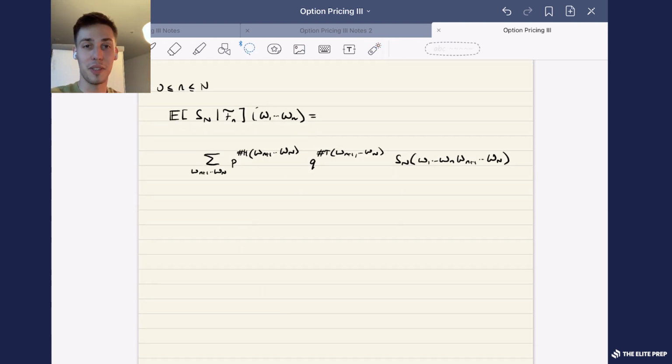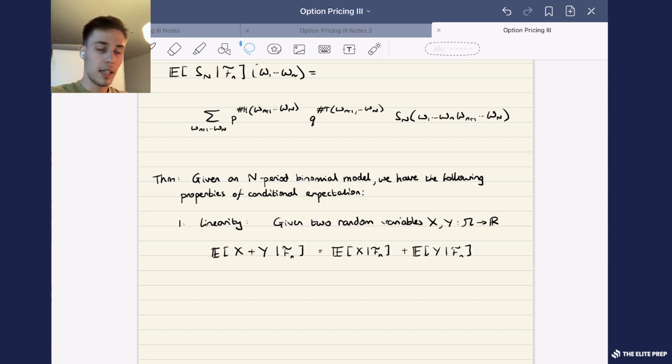Okay, so there's a really important theorem for these conditional expectations, and I'll introduce it now. In essence, this theorem tells us that a conditional expectation behaves in the same way as an expectation. By that I mean, first, it is linear. So if we consider two random variables, X and Y, and we condition on the filtration at time n, then we can just expand it as the sum of the conditional expectations of each of these random variables.